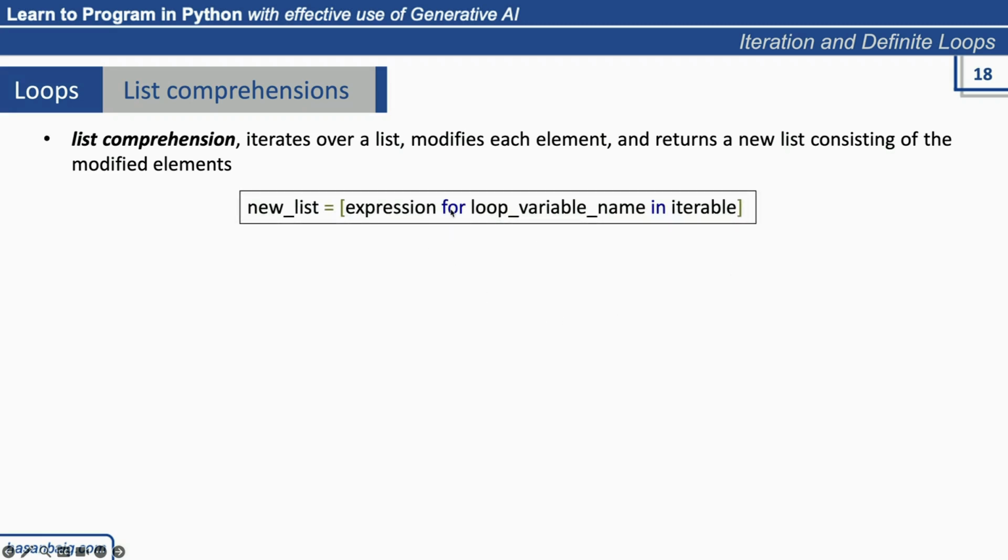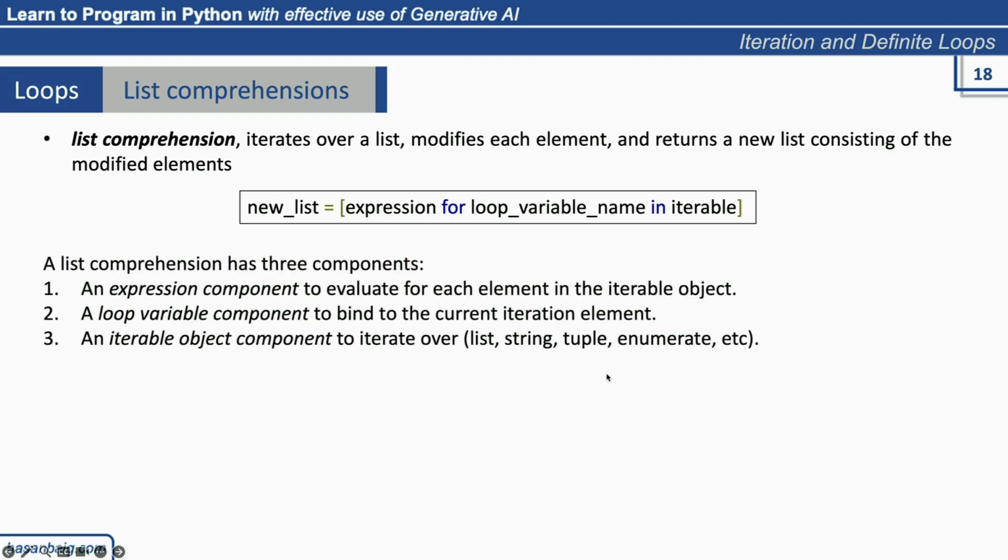So you write for, loop variable name again, and in is the operator, and iterable is the object, it's a container. Okay. So for every loop, it will execute this expression. Okay. So you can read it by yourself, but let me give you an example here. So here, forget about this part first.